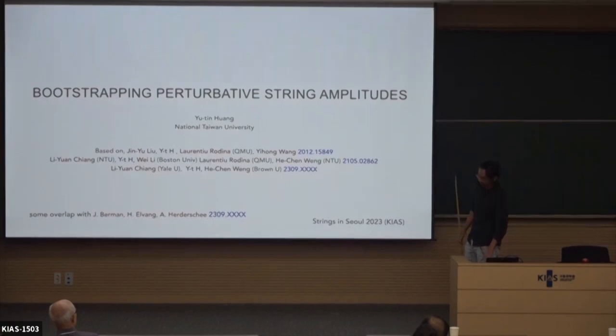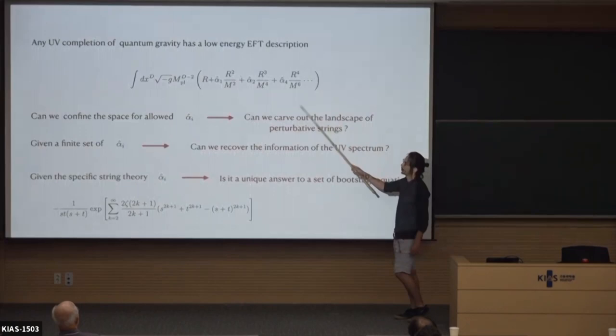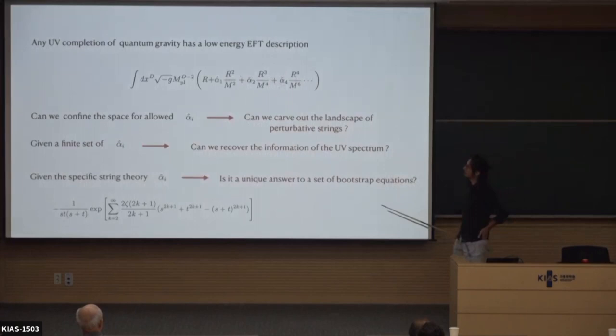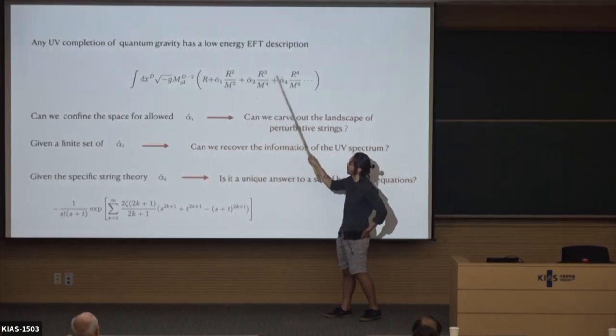For any UV completion of quantum gravity, we know that low energy always has this kind of description, which is an effective field theory description with the Einstein-Hilbert term plus higher order corrections. In this talk, I would like to answer the following question. First of all, if we have this kind of parameterization, can we actually carve out the space for these coefficients, in the sense of how large these coefficients are allowed to be?